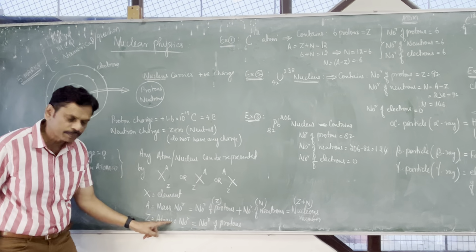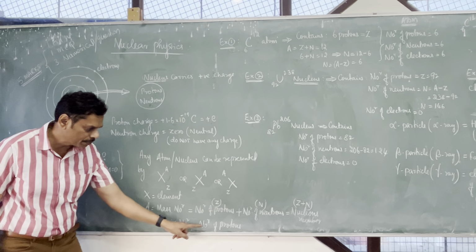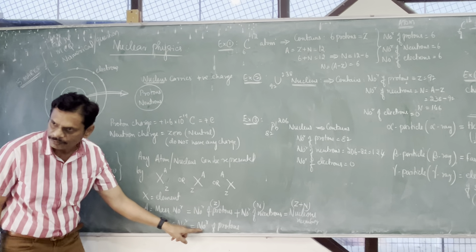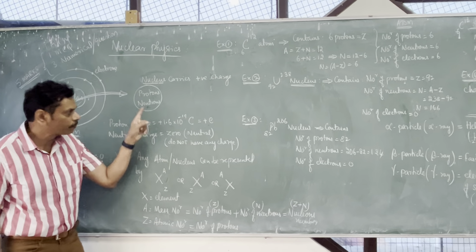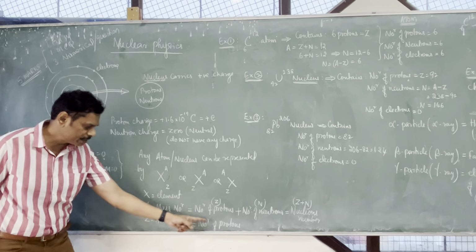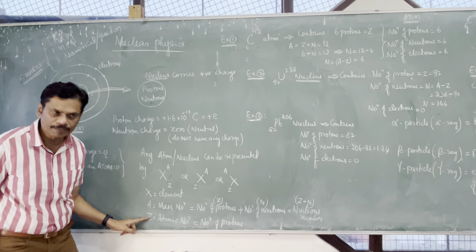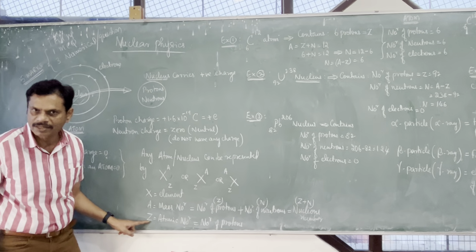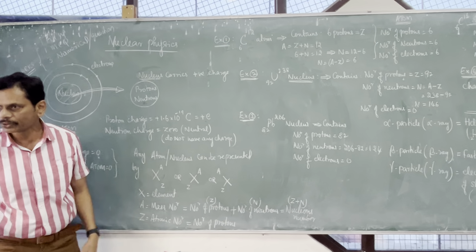And Z is called the atomic number. Atomic number is represented by the number of protons. The total number of protons it possesses is represented by its atomic number, which is represented by the symbol Z. Now let us have one more question.